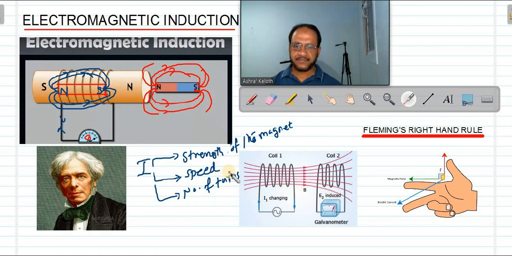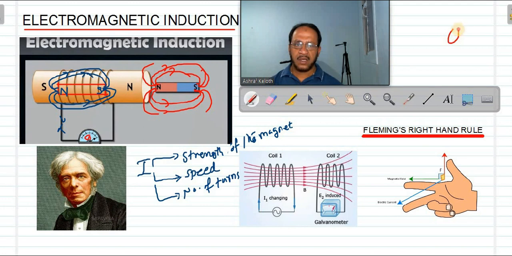One question. Here I explained two different methods of inducing current. One is by moving a magnet inside a coil, which was discovered by Faraday. Now the second one, by using two coils without a magnet. The first coil is connected with a varying current. The secondary coil is connected only with a galvanometer, and it induced a current in the secondary because of the change in current in the primary.